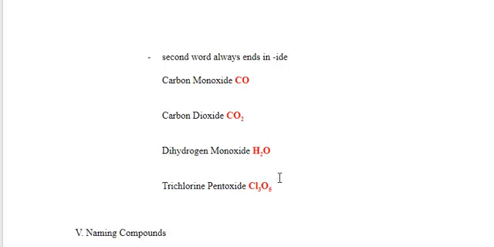Another thing I want to point out for covalent compounds is you do not have any crossing. So I'm going to put that on here. No crossing and no reducing. Keep that in mind when you're doing covalent compounds. There's no crossing and there is no reducing.